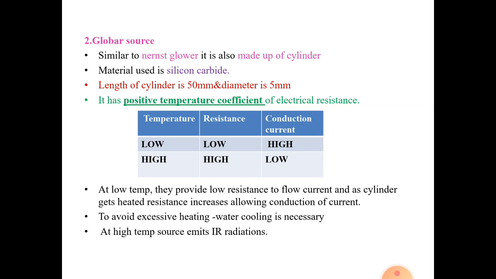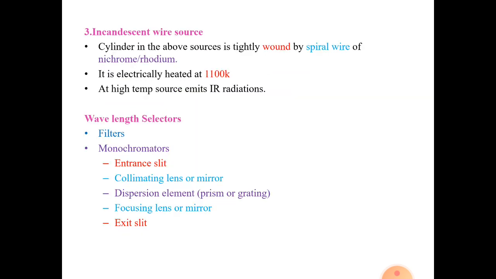When temperature is high, your resistance is high, thereby the conduction current is low. At low temperature, they provide low resistance to flow the current. As the cylinder gets heated, the resistance increases, allowing conduction of current. To avoid excessive heating, a water cooling system is also used. At high temperature, the source emits IR radiation.